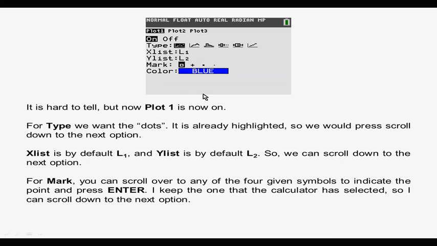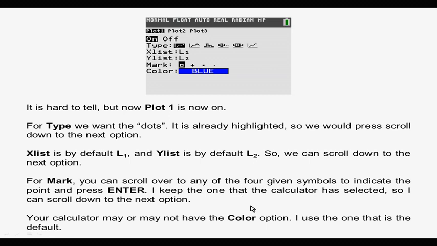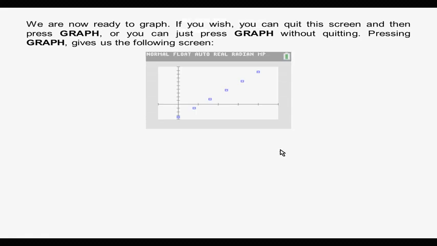Okay? So after you do all that, again, you may not have the color option on yours. Some of the calculators I have by hand don't have the color option. This one does, so I'm going to stick with blue. What the heck? So we're now ready to graph. If you want to quit the screen, you can do that, or just go ahead and press graph, and you get this. There are your dots.